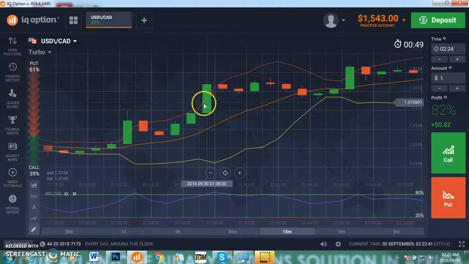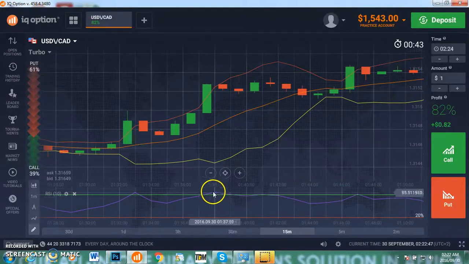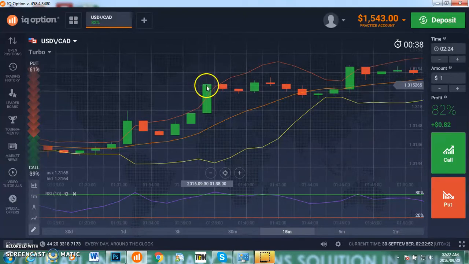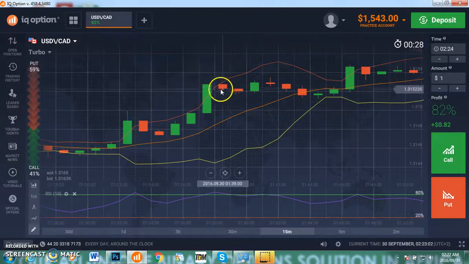The same thing has happened on this candle. The candle was pushing and breaking out of the Bollinger Band, and it was also breaking out of the RSI barrier line. So you are going to look for just the 3 to 5 seconds before it jumps to the next candle, and you are going to place a put trade, and definitely this is a winning trade, because the next candle is the winning candle, and it's a red candle.